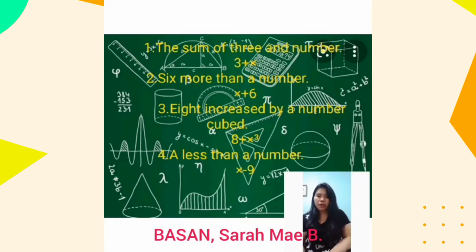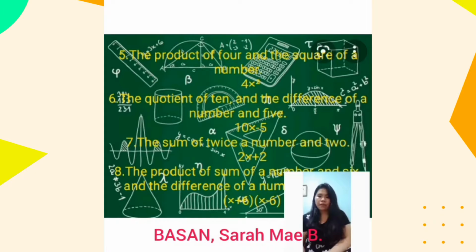Number 3, 8 increased by a number cubed. So the first we write is 8 and then increased, that is plus, a number cubed. Number 4, 9 less than a number. So for less than, the first we write is a number and minus 9.